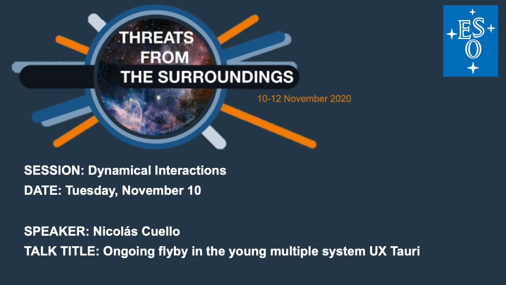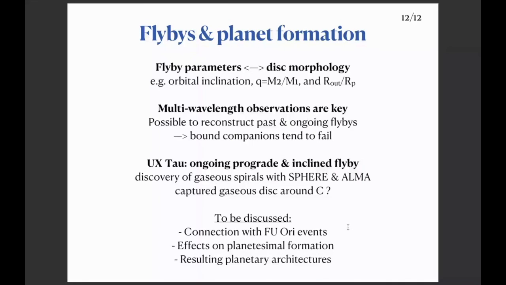So to conclude, we can connect the flyby parameters to the resulting disk morphology. In particular, it's important to consider the orbital inclination, for example prograde or retrograde, the mass ratio between the stars, and the ratio between the size of the disk and the distance of minimum approach, or pericenter. Then multi-wavelength observations are key to reconstruct these scenarios of interaction, and bound to fail here most of the time. And for UX Tau, we have an ongoing prograde and inclined flyby.